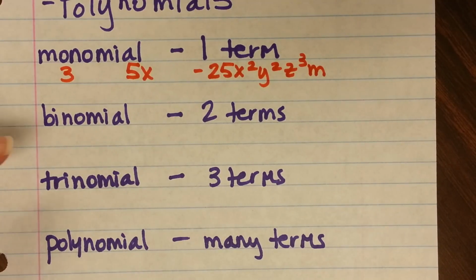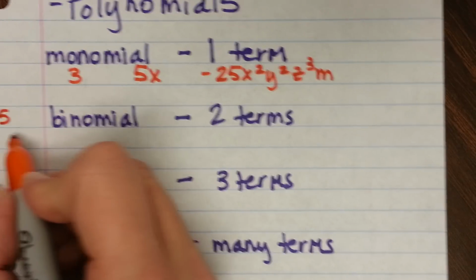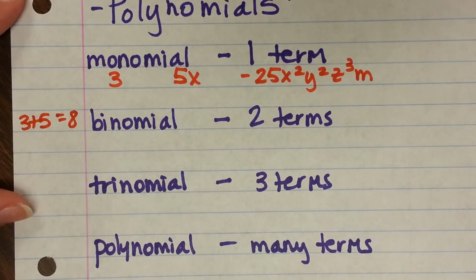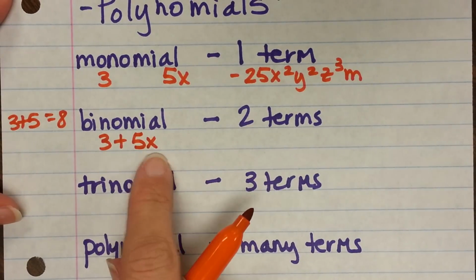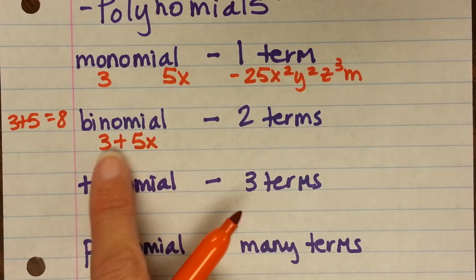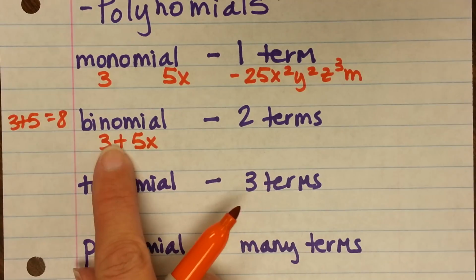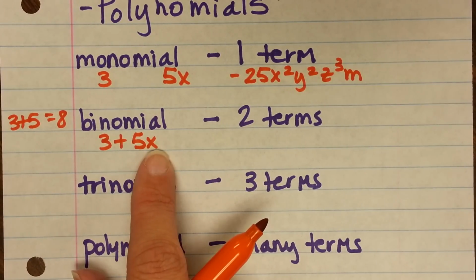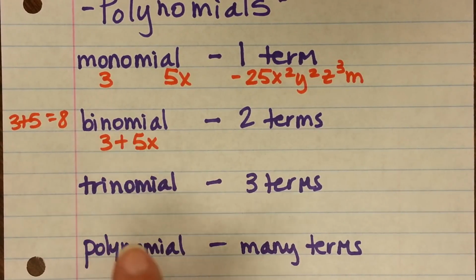If we have two terms, they should be combined by addition or subtraction, and they should be something that doesn't just simplify. For example, 3 plus 5 would just simplify to 8, so it would still go down to one term, which would be a monomial. A binomial would be something like 3 and 5x. I can't combine those two because they're not like terms. If I was writing this down as my final answer, it would be considered a binomial because it has two terms in it. It has the whole number part and the variable part. This is my 5x, which is another monomial, but because we're combining these two by addition, it's called a binomial.